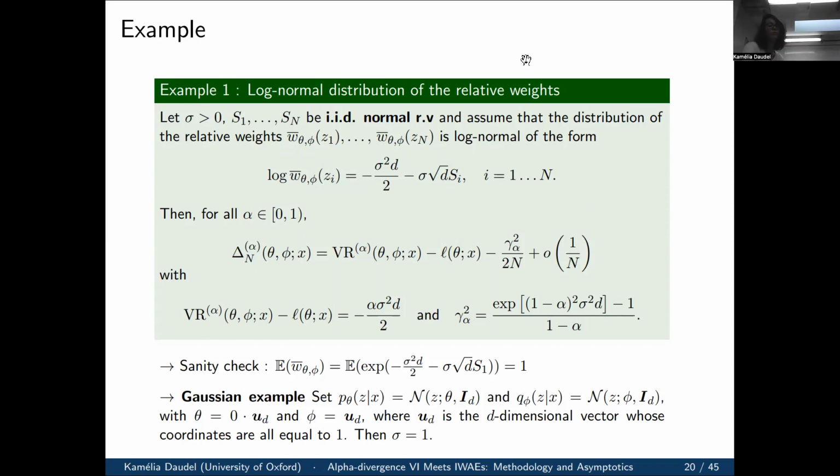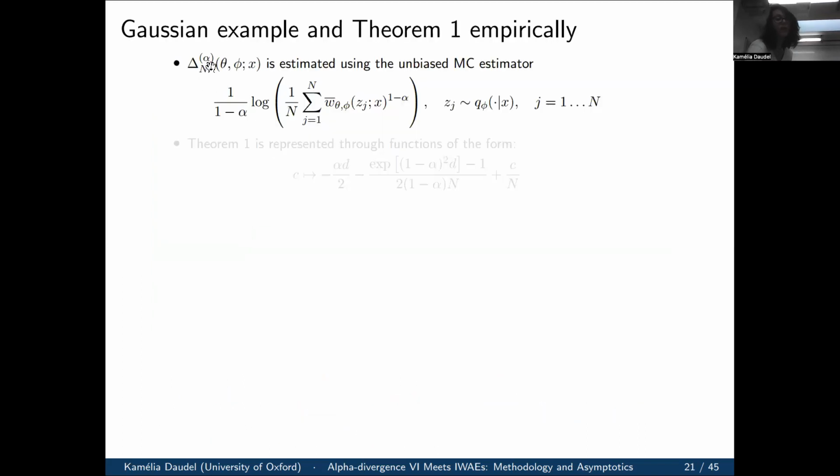And now I want to see whether or not the prediction I'm making on the behavior of the variational gap is true. To do this, I'll have an approximation of the variational gap using Monte Carlo estimation, and my theorem 1, I'm going to express it through a function of this form.